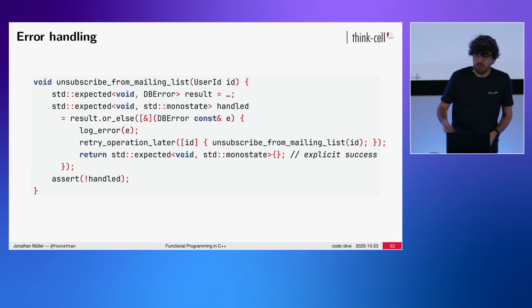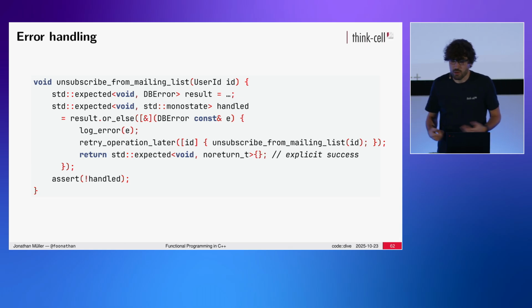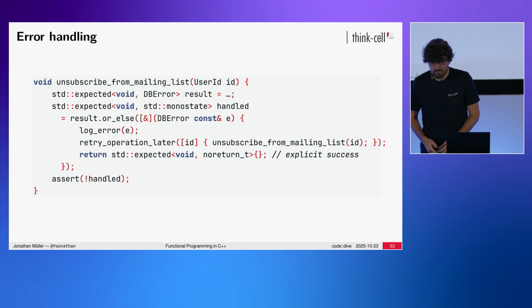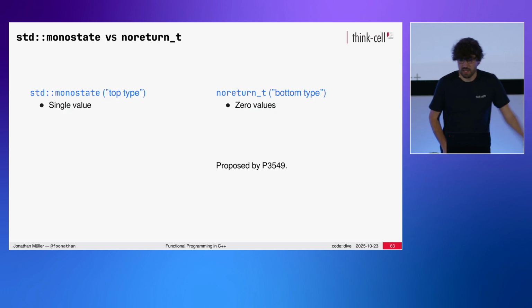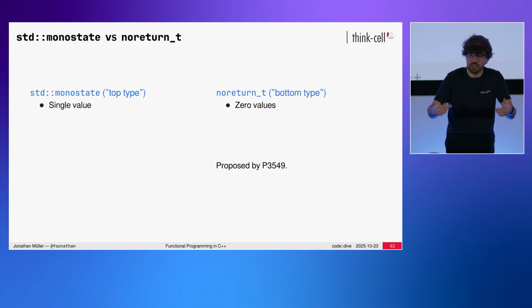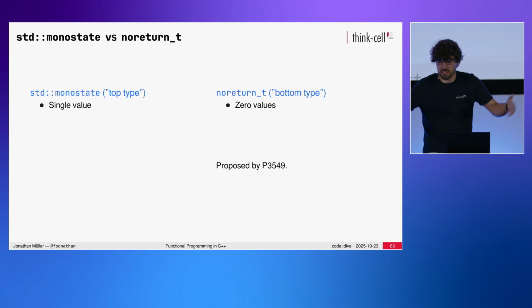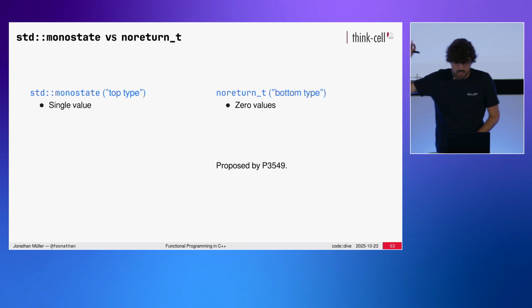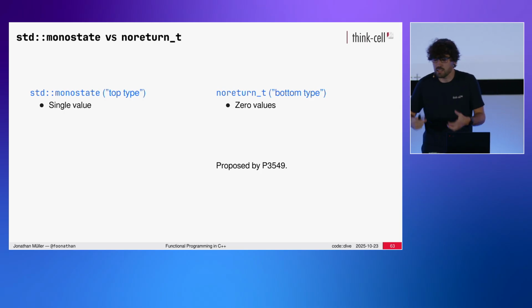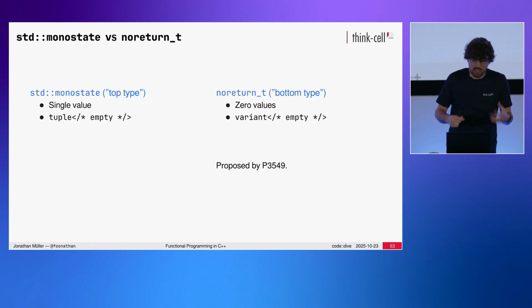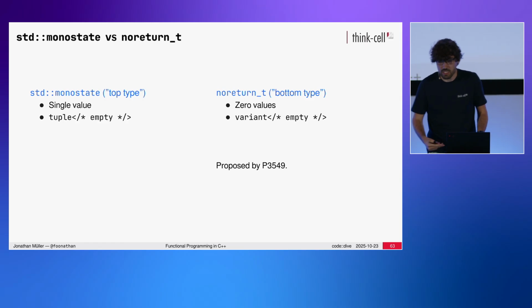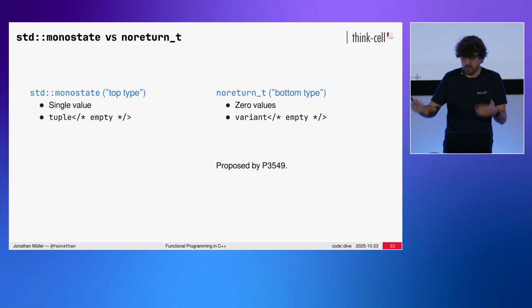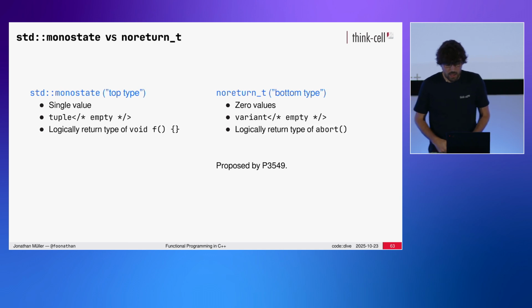However, this monostate in the error is not really the correct type. Better would be something like no return T. So what do I mean by that? Monostate is in the C++ standard library, and it is a type with a single value, so it doesn't have any additional information. You just have this empty object. No return T is probably going to come in C++29. It's needed for do expressions, and it represents the absence of any values. So monostate is sort of equivalent to a tuple that is empty, no information, whereas no return T is equivalent to a variant that is empty. And such a variant cannot be constructed logically because there are no values, right?